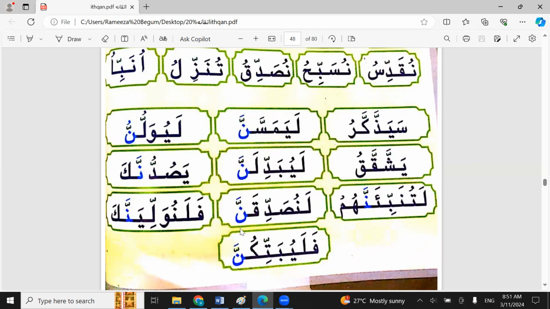Like this, we can separate the letters and read. Fala yubatti kunna.